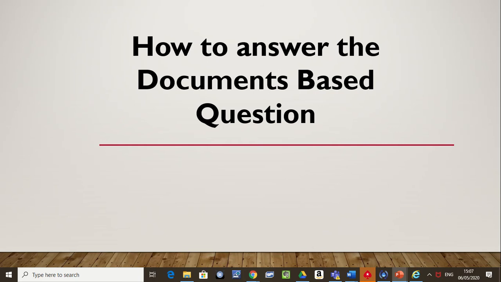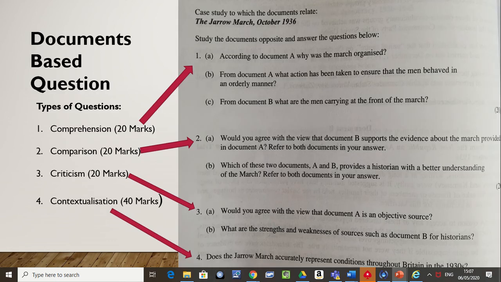How's it going, folks? You're very welcome to today's Leaving Cert History lesson, where we are going to look at how to answer the documents-based question on the Leaving Cert paper.